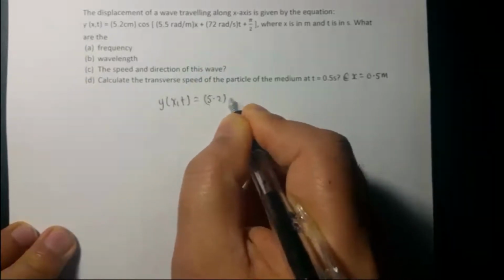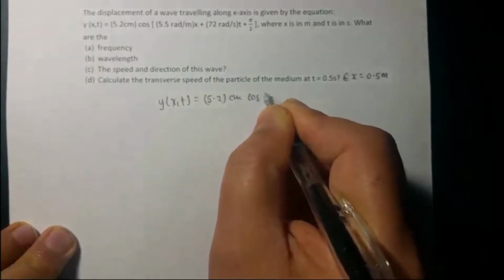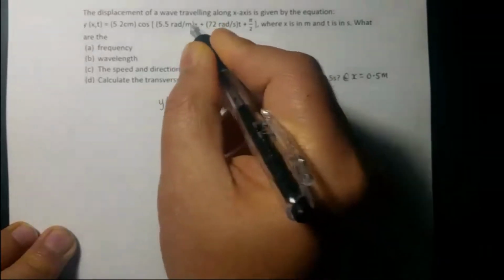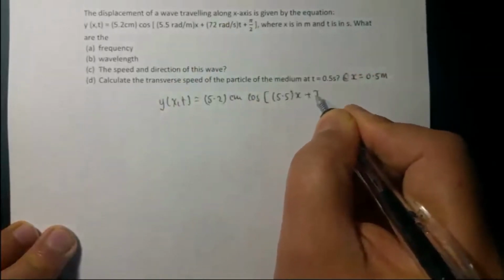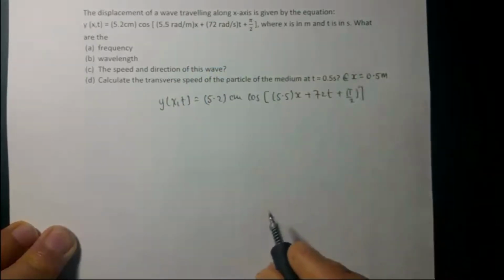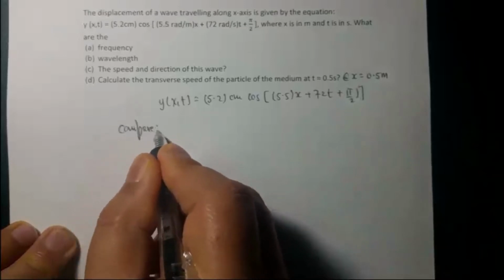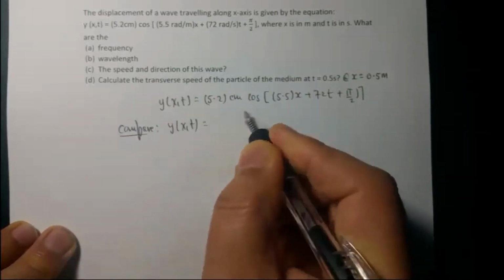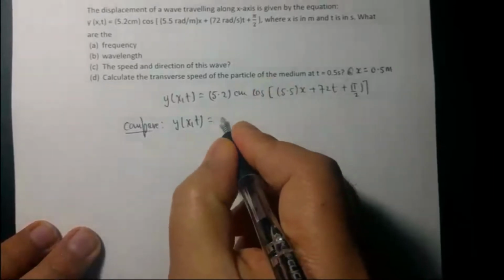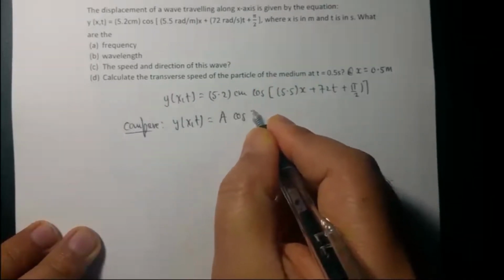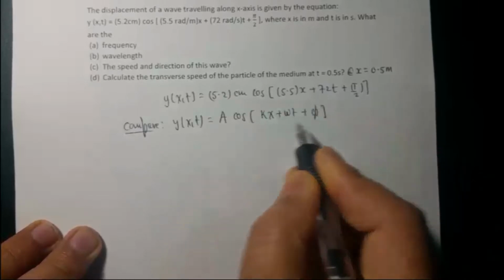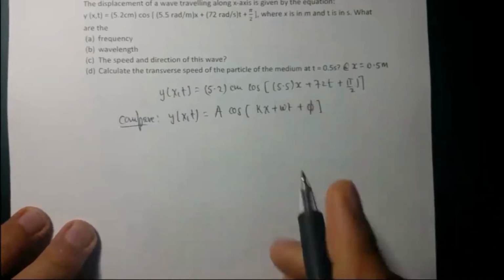So 5.2, and this amplitude is in centimeters, cos of 5.5, this is in radians per meter, right? And I'm just going to write down the numbers. Plus 72, this is in radians per second, times t, plus pi over 2, the phase angle, and compare. You always want to compare with the standard wave equation, and our standard wave equation for a traveling wave is amplitude times cos of kx plus omega t plus some initial phase angle. That's our standard wave equation. So we just need to compare.